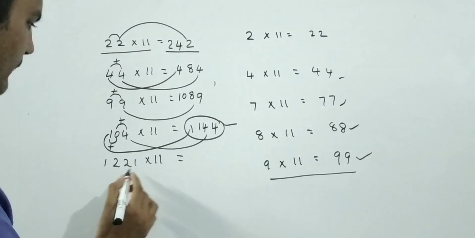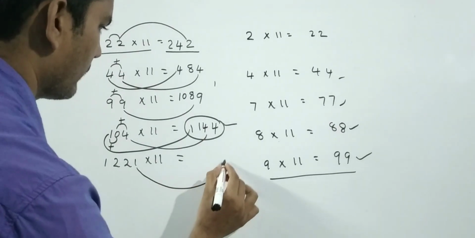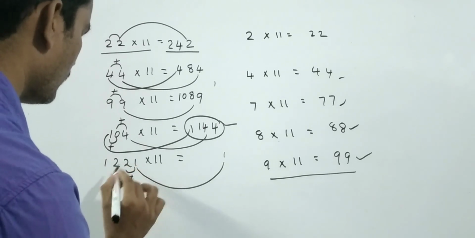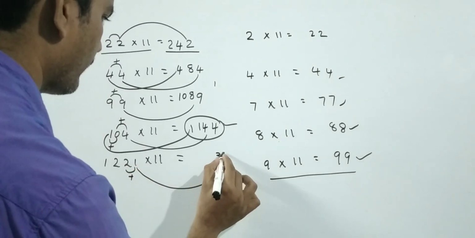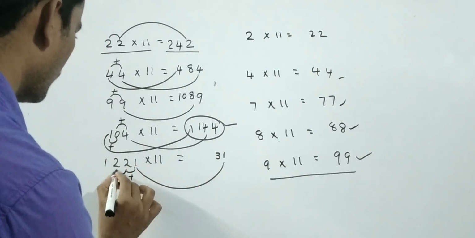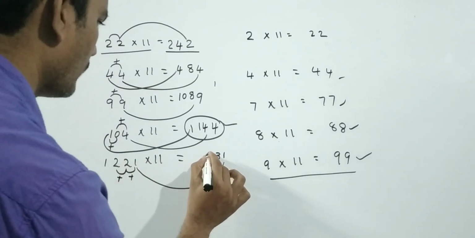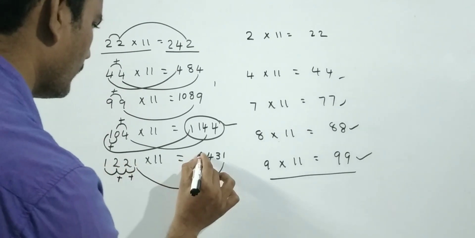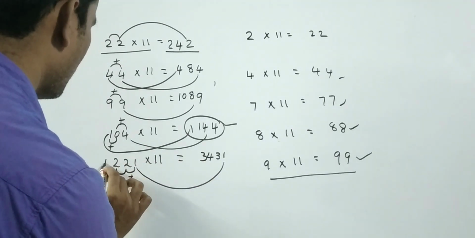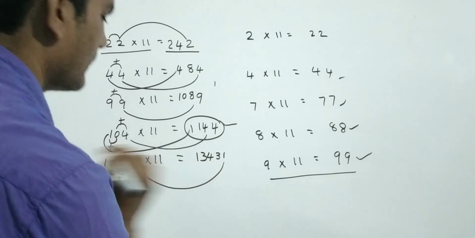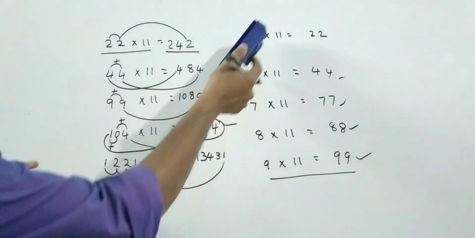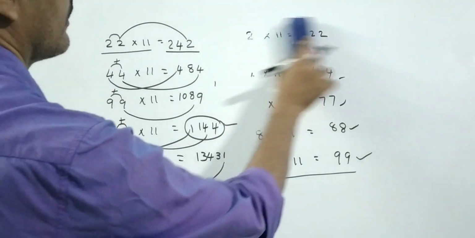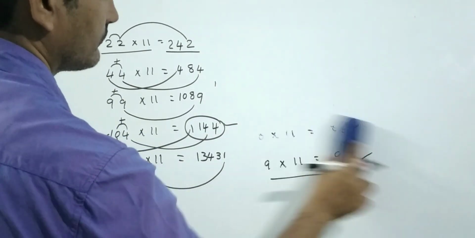See friends, first digit as it is you write. Then go for addition of these two digits. 1 plus 2, 3. Again these two digits addition. 2 plus 2, 4. Again these two additions. 1 plus 2, 3. Next as it is you write it. This is the answer. See friends, this we all know, but this is very difficult in examination. I will tell you some more examples.